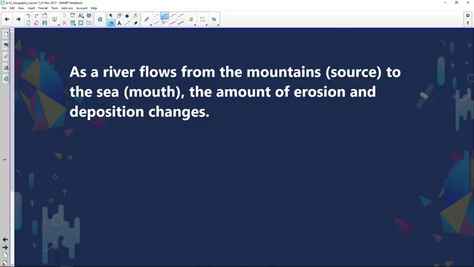Today we're going to continue looking at fluvial geomorphology. Just to recap what we did in the last lesson, we're looking at our drainage basins. Keep in mind, a river in a drainage basin starts from a source, and eventually where it will flow into the ocean will be the mouth.